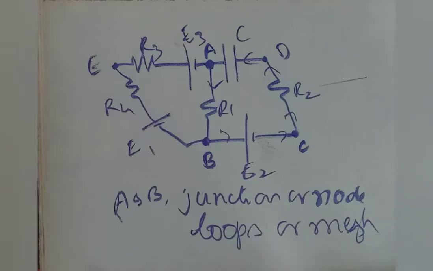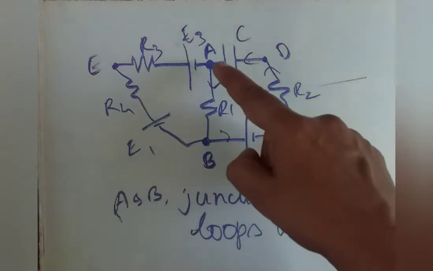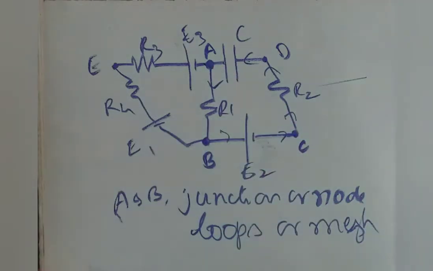First, we learn Kirchhoff's junction rule or Kirchhoff's current law. It is applicable for nodes like A and B. It tells us a simple idea: the sum of currents entering the node is equal to the sum of currents leaving the node.